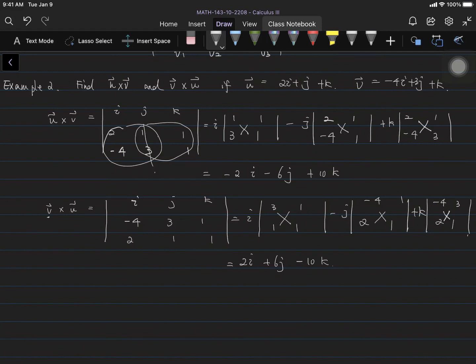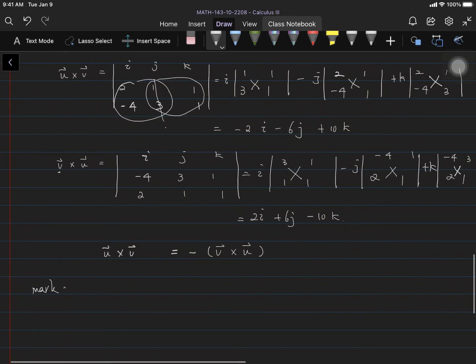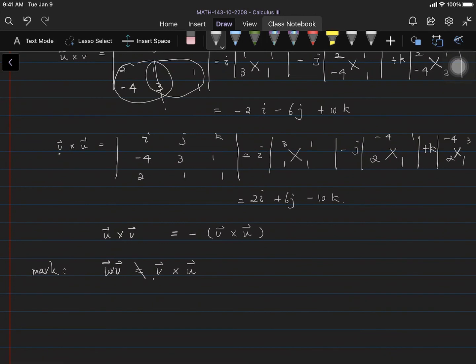Now if you look at U cross V and V cross U, you can find a relationship. U cross V is exactly the negative of V cross U. So for the cross product, we cannot switch the order. Please remember: U cross V does not equal V cross U. For the dot product, we can switch the order and they are totally the same. But for the cross product, they are not the same. U cross V is different from V cross U.